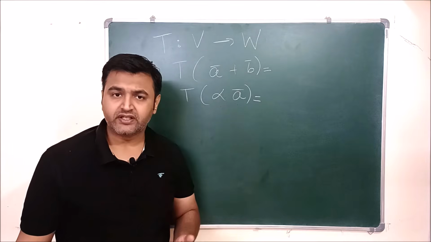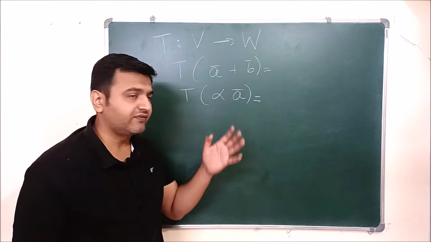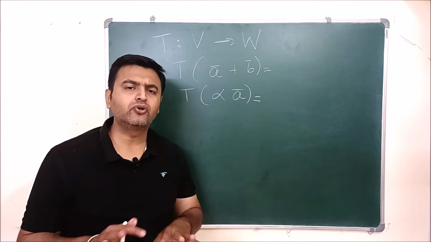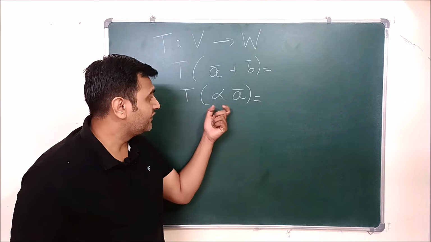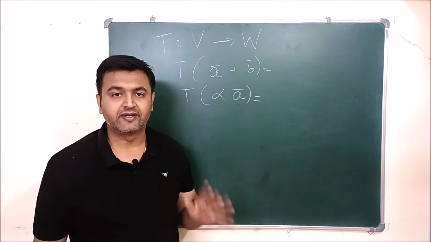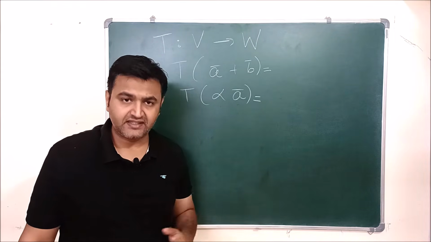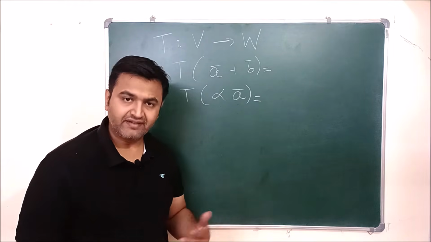Now you can take alpha to be a real number, and if you are comfortable with an arbitrary field, then you can say that alpha belongs to a field. But it's okay if you don't know the concept of a field, you can take alpha to be a real number. Then T of alpha times a bar, where a bar is in V, is alpha times T of a bar. So that's what we have seen in the last lecture. You can refer to that lecture for revising purposes.